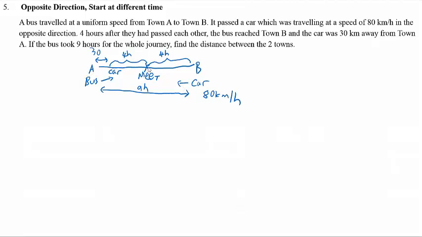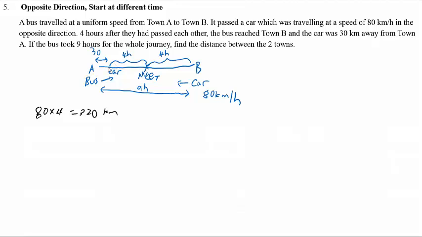Hopefully by now you should realize that drawing a distance line is very, very crucial in solving this type of question, because if you can draw the line properly, the question is really half solved already. So we take 4 hours times the speed of the car, 80 times 4. You get 320 km. That means the distance between here and here is 320.